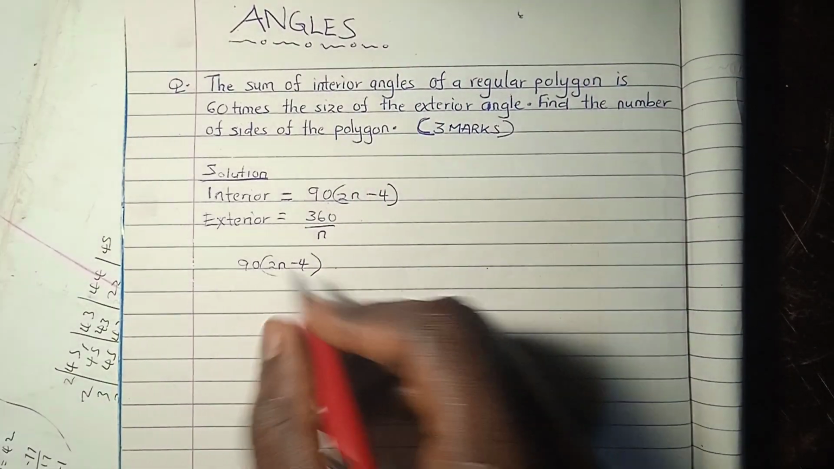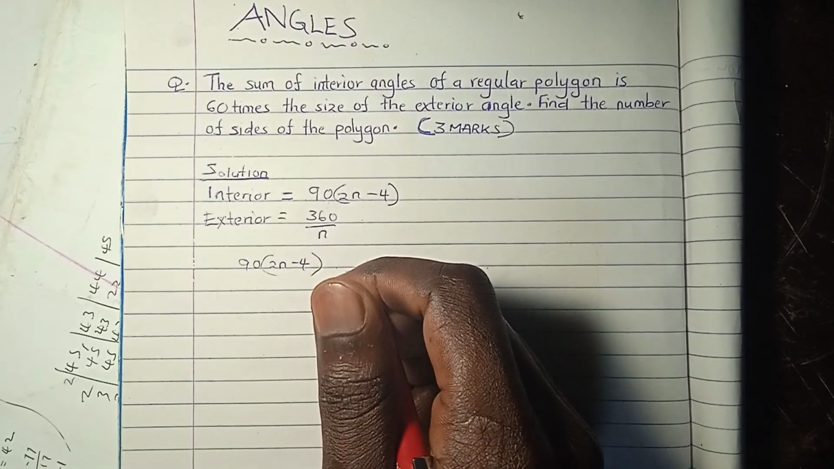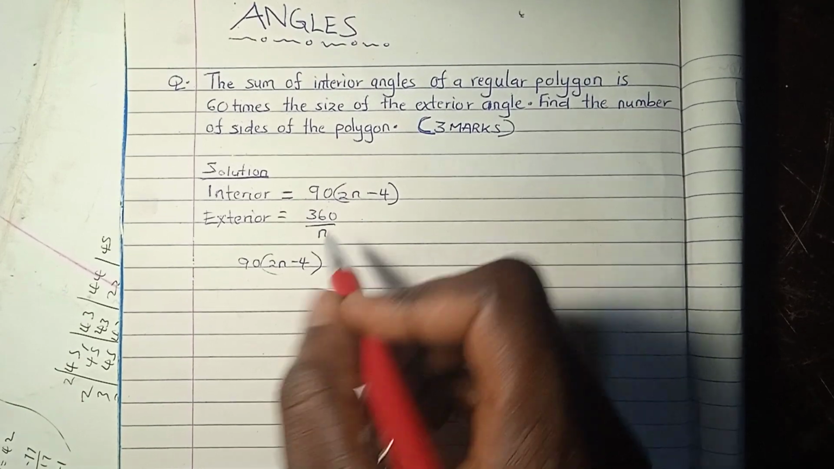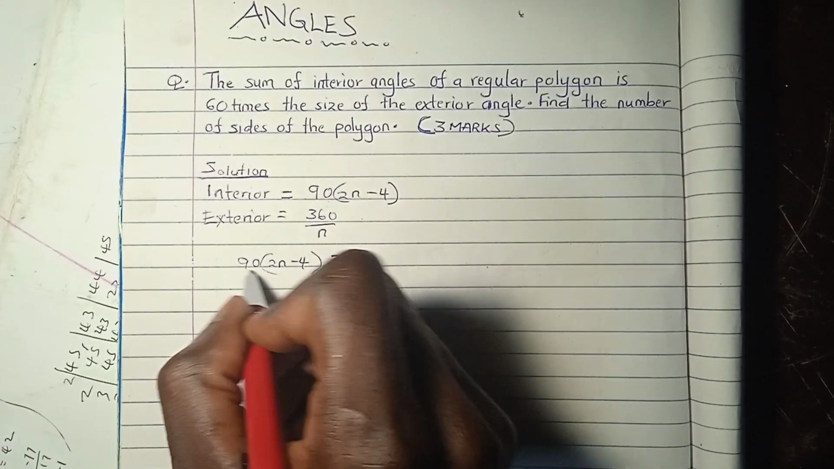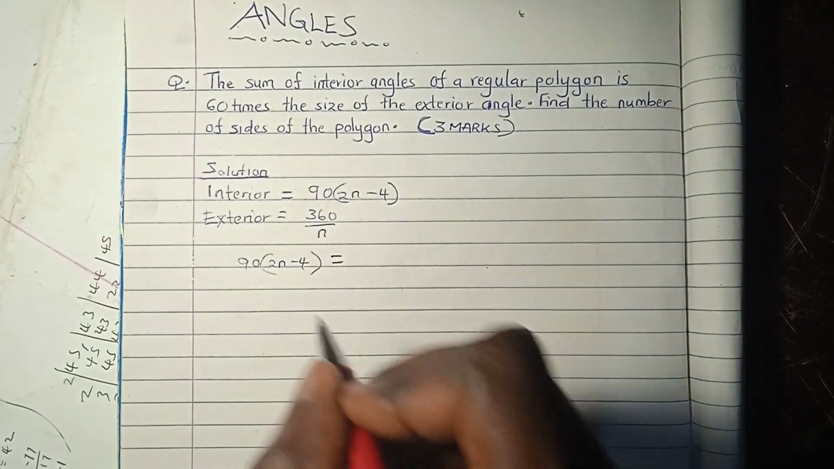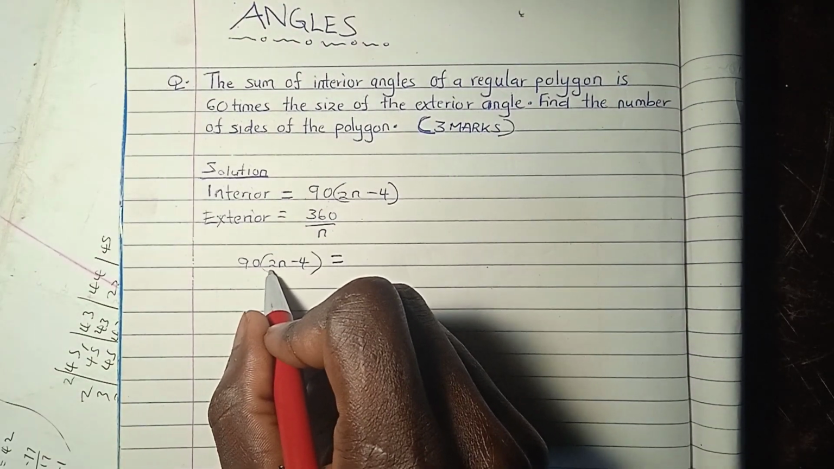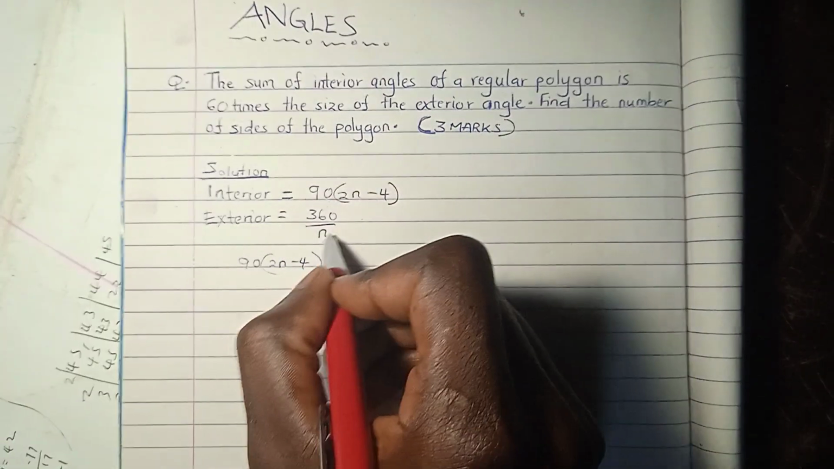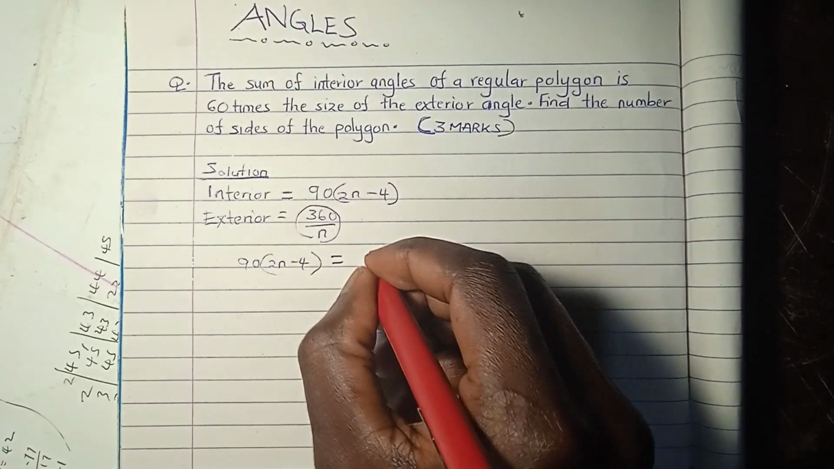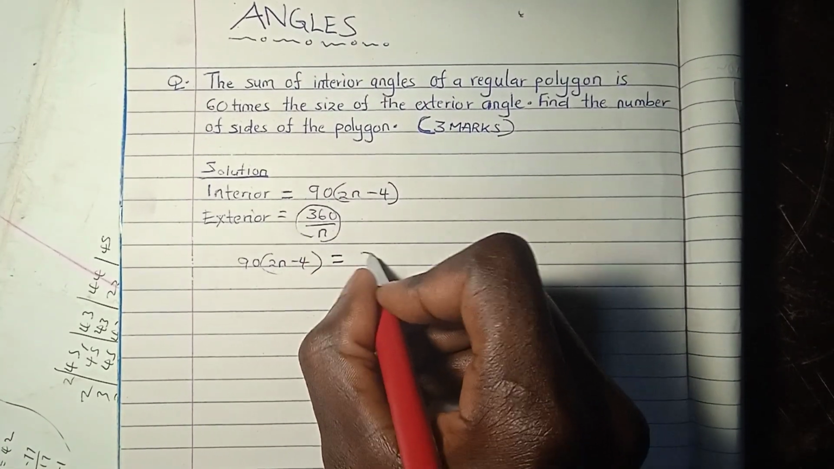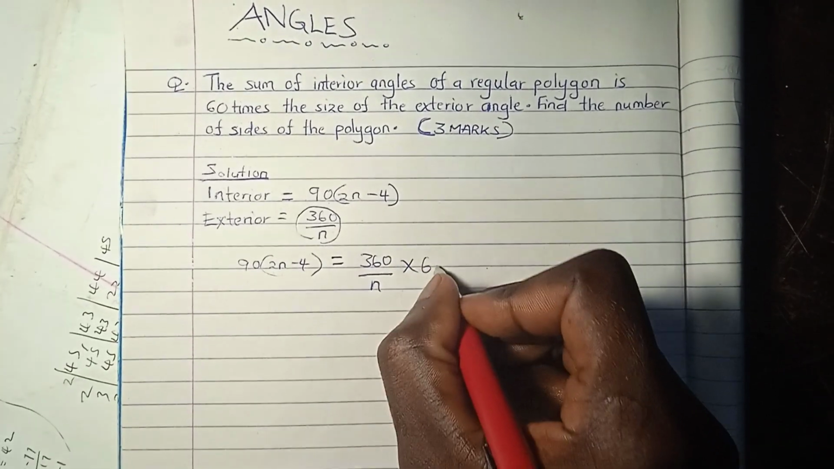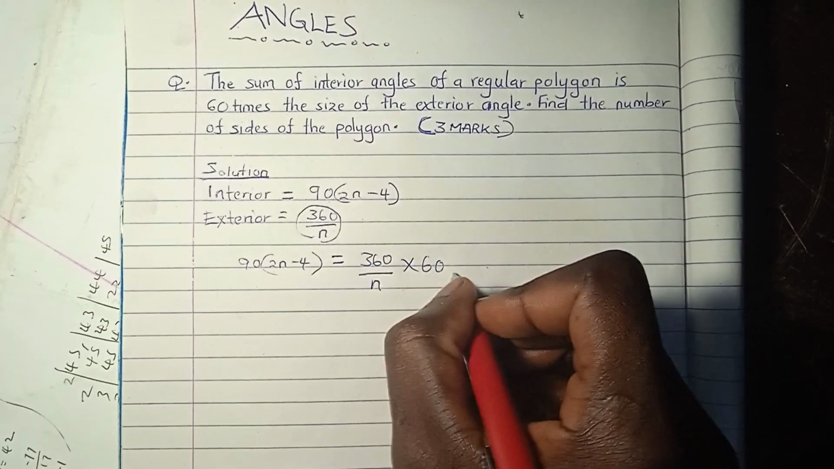Now, as I told you before, this formula will give you the sum of interior angles. And in the question, we are told that the sum of interior angles is 60 times the size of the exterior angle. The exterior angle is this. So it is equivalent to 360 over n, but times 60. This whole angle times 60.